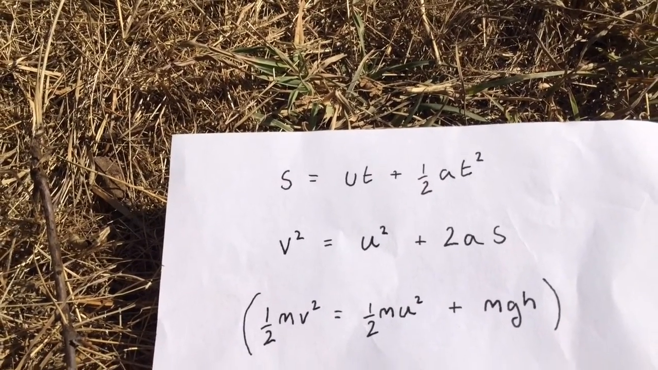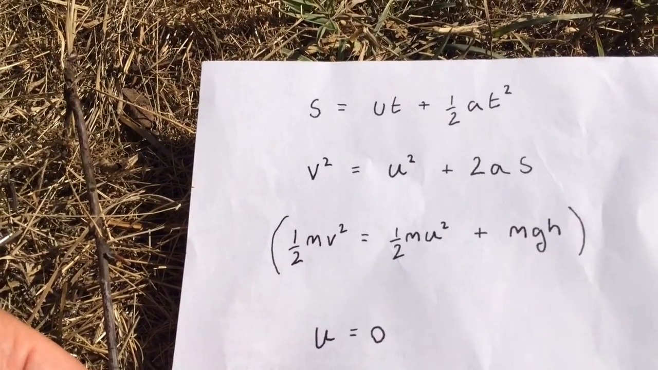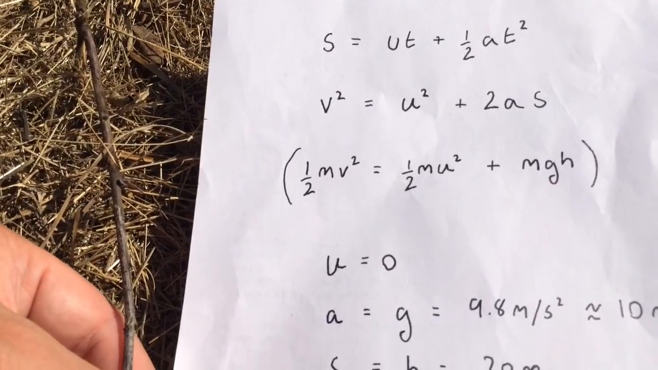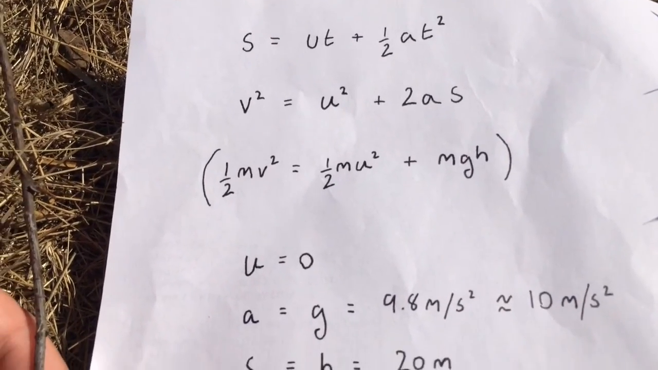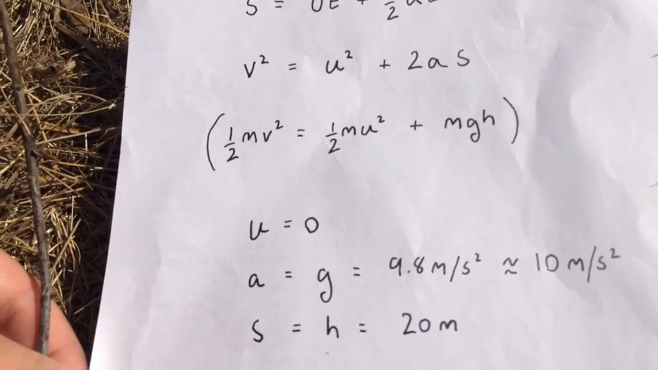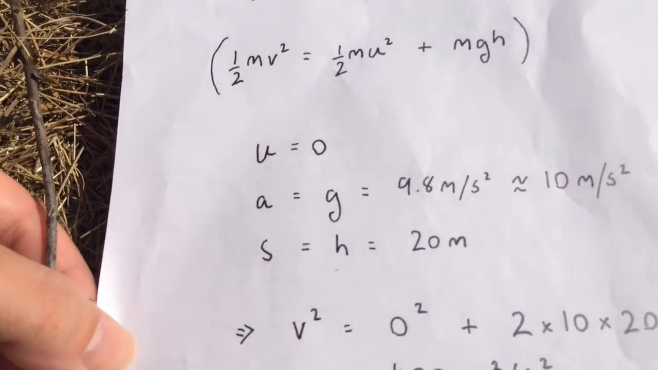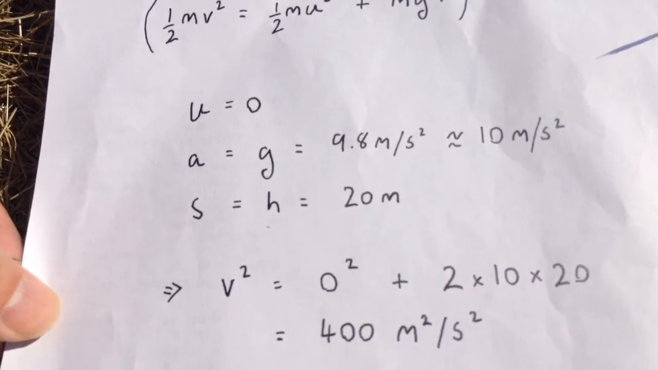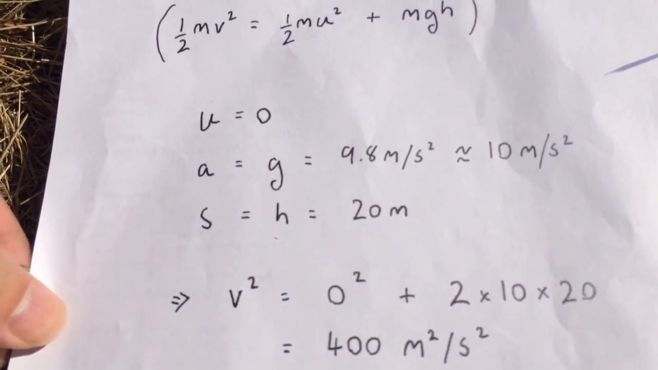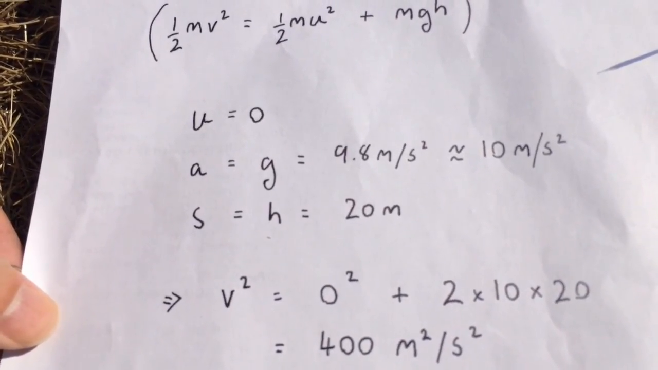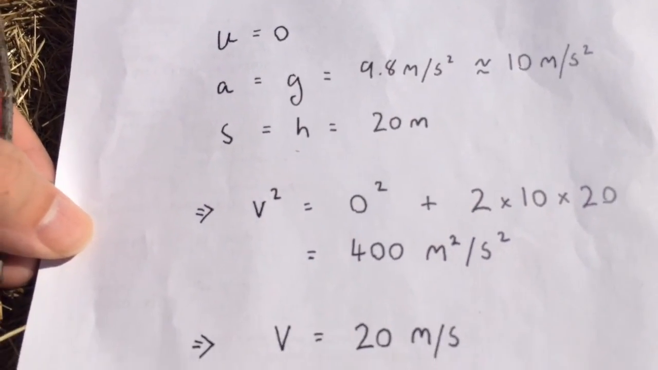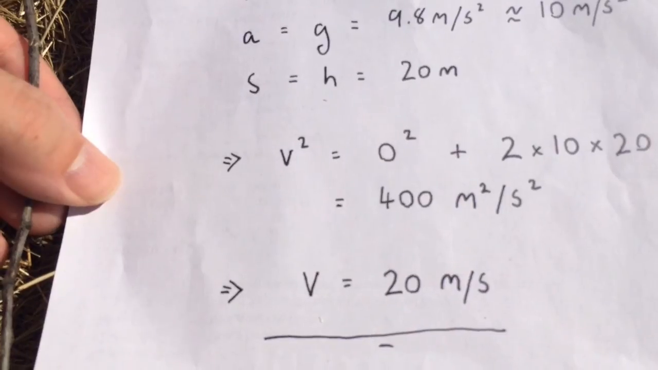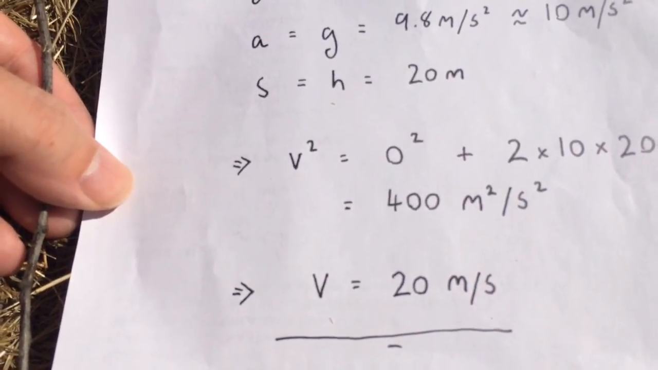So if we plug some numbers in, the initial speed was 0 because we just dropped a rock. Acceleration is just the acceleration due to gravity, which is about 10 meters per second squared. The depth of the hole, as we saw last year, is 20 meters. Plug all that lot in, we end up with v squared equal to 0 squared plus 2 times 10 times 20, which is 400 meters squared per second squared. If we take the square root of that, we end up with the rock traveling at about 20 meters per second when it hits the bottom of the hole.